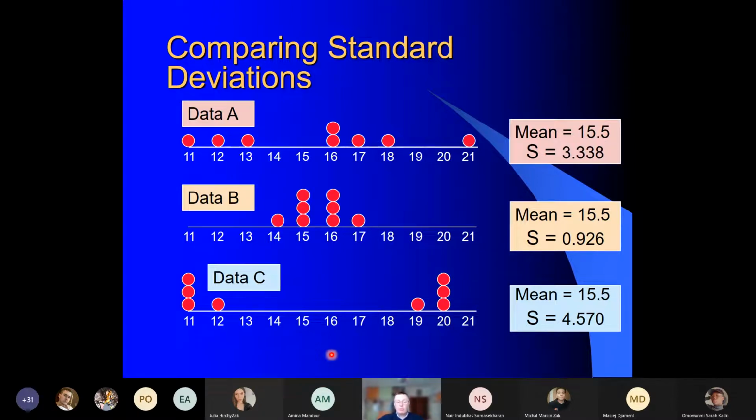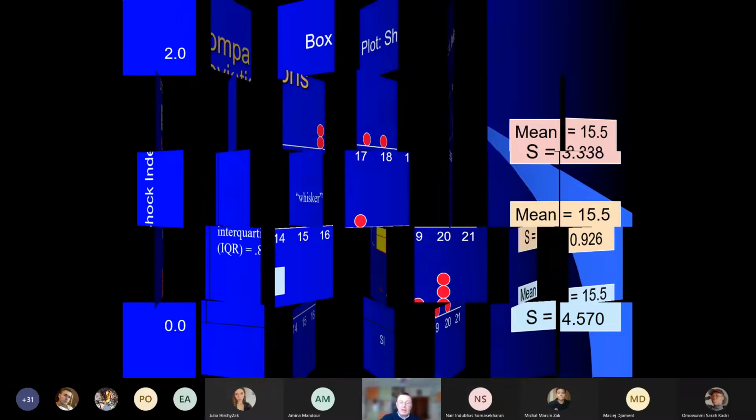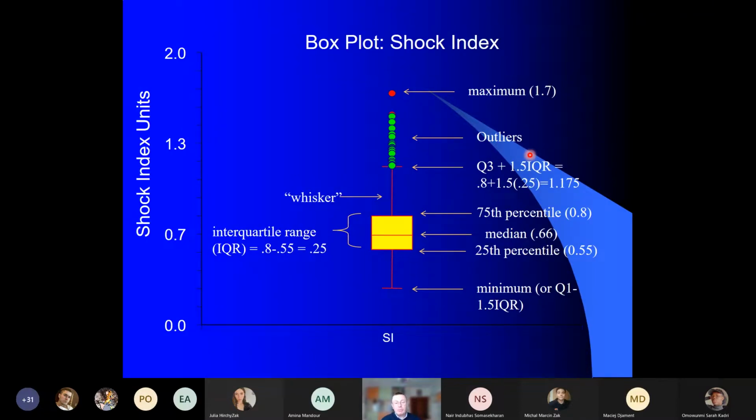And here we have also the presence of outliers or different alignment of data in the data set for case C, and you can see how the standard deviation will vary depending on what kind of data we have. And in all these cases the mean is exactly the same. And now we turn to visualization.